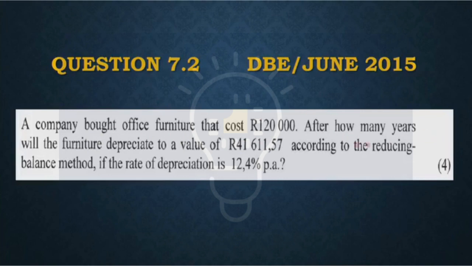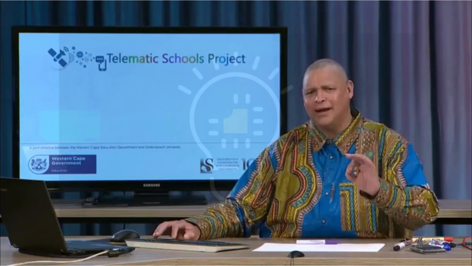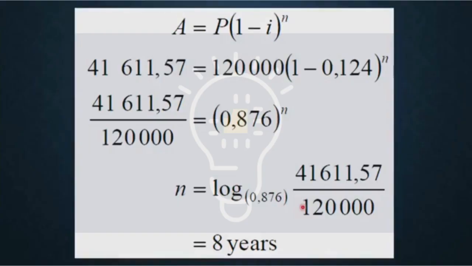After how many years will the furniture depreciate to a value of, and there's the value of A now, 41,611.57, according to the reducing balance method, if the rate of depreciation is 12.4% per annum? So how do we approach this? I can hear you saying, we use the reducing balance depreciation formula. Well done, and that's exactly what we do.